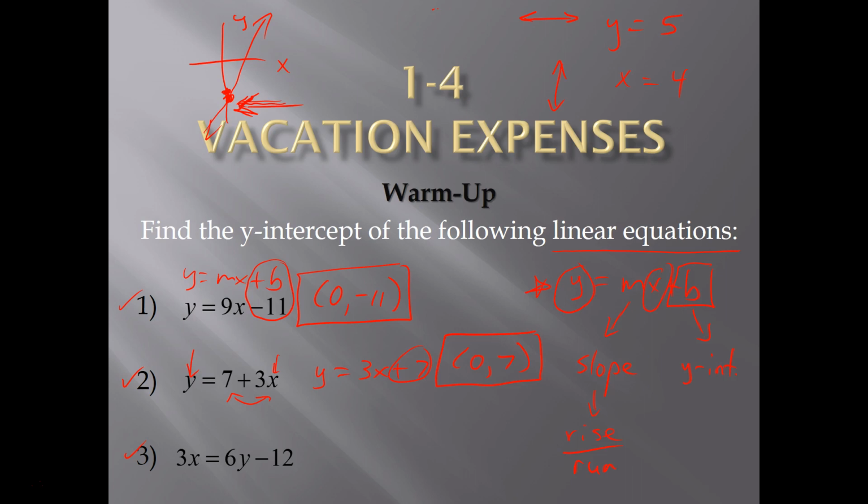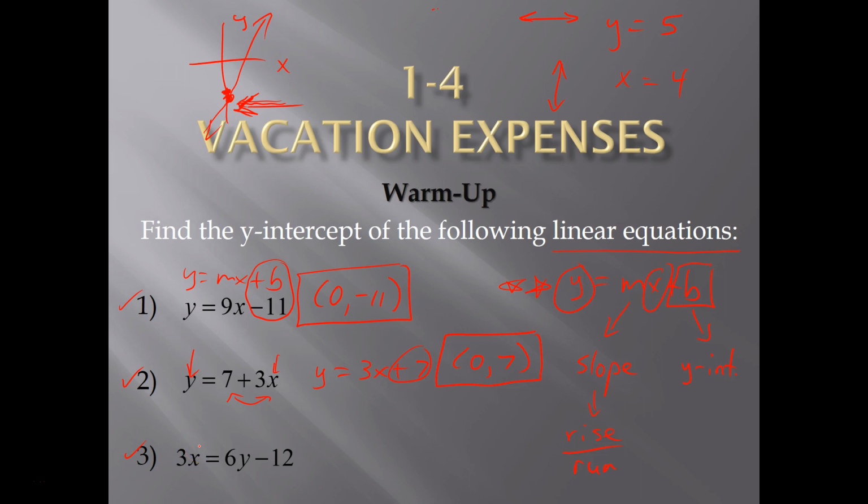So notice slope-intercept form, like we have over here, the y is isolated on the left side. The y is all by itself. That's not what we have in number 3. The y term is actually on the right side, and the x term, which should be on the right side, is on the left side. So what we want to do is swap these things.